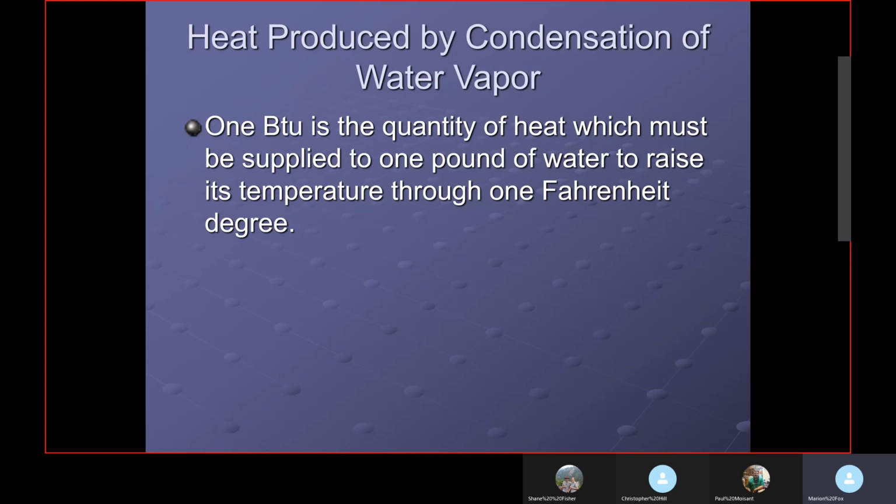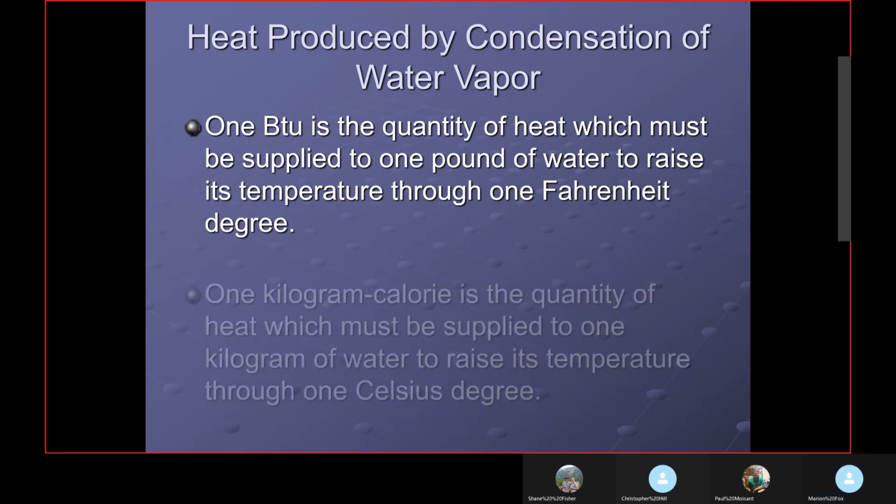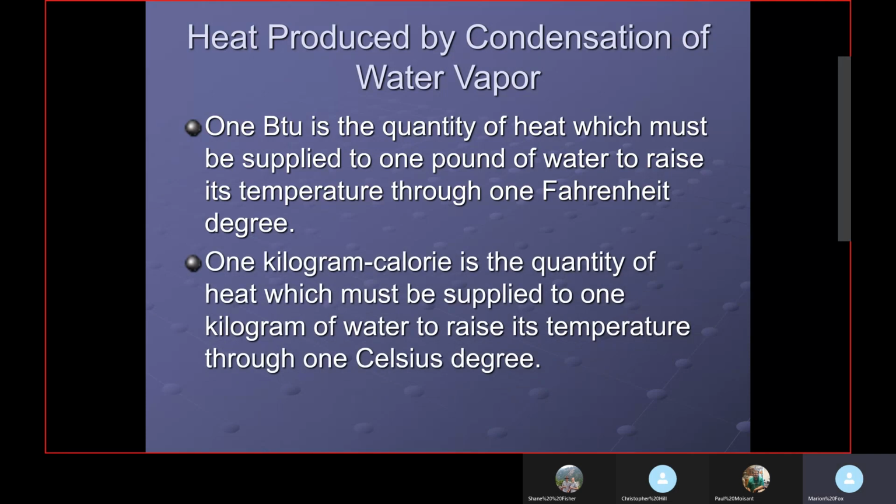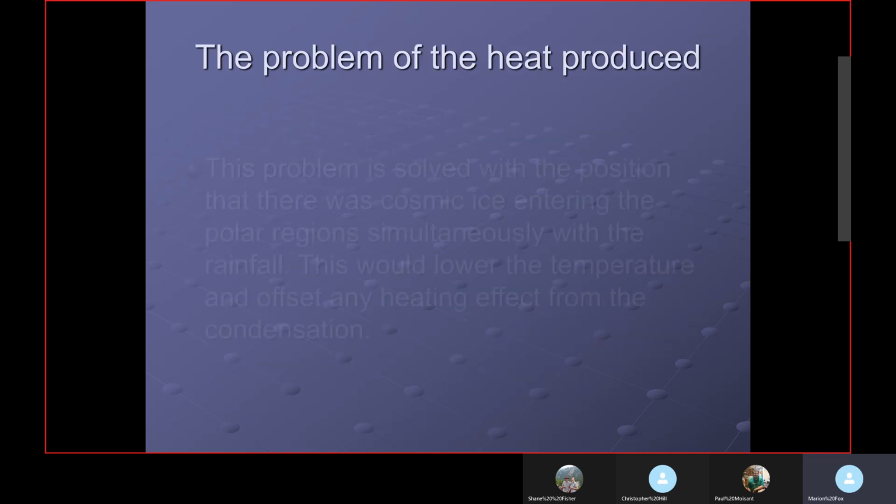1 BTU is a quantity of heat that must be supplied to 1 pound of water to raise the temperature by 1 degree Fahrenheit. 1 kilogram calorie is a quantity of heat that must be supplied to 1 kilogram of water to raise the temperature by 1 degree Celsius.